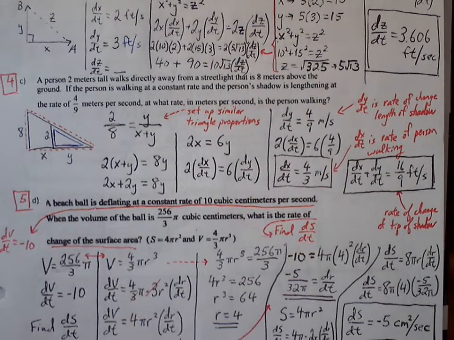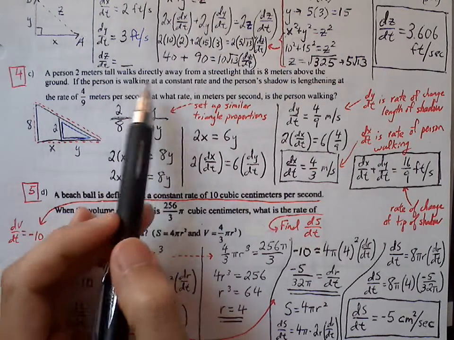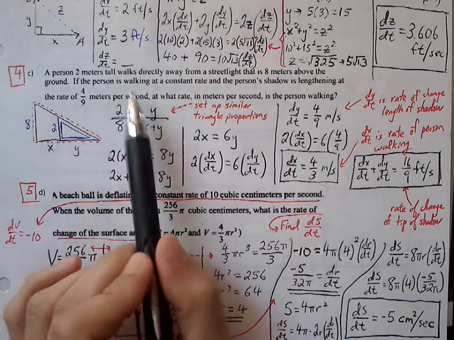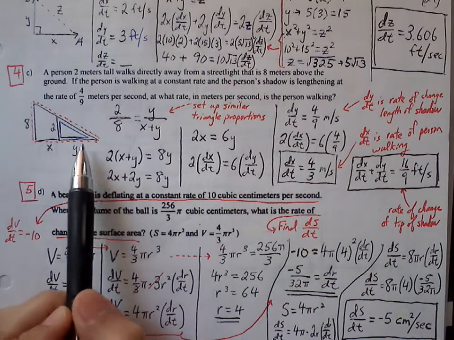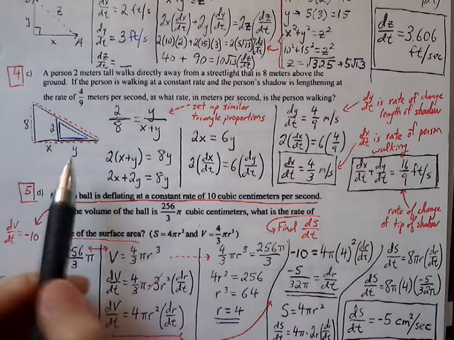All right, part C. A person 2 meters tall walks directly away from a street lamp that is 8 meters above the ground. If the person is walking at a constant rate and the person's shadow is lengthening at a rate of 4/9 meters per second, at what rate in meters per second is the person walking?